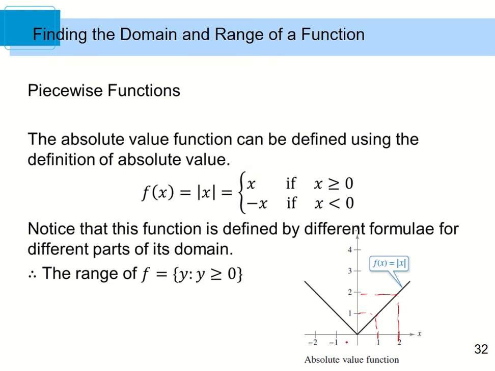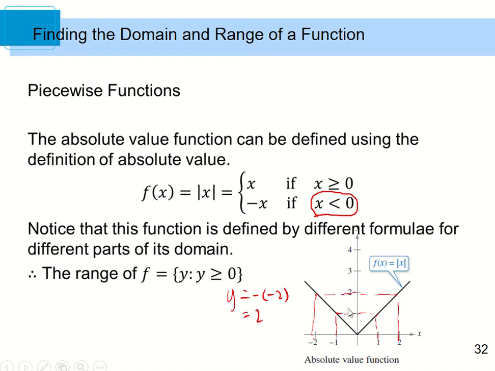Now, how about the negative values? When x is a negative value, smaller than 0, y is still a positive value. So what happens? y is actually the negative of x. So when x is -1, substitute here, the negative of -1, we get +1. When x is -2, substitute here, y will be the negative of -2, which is 2.